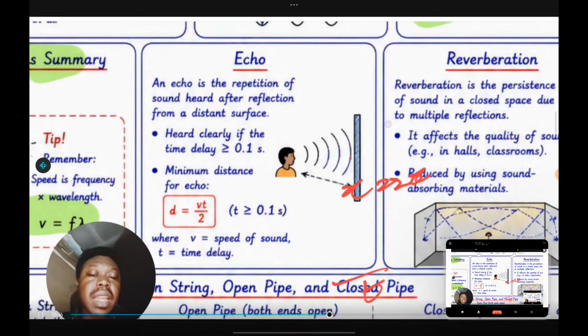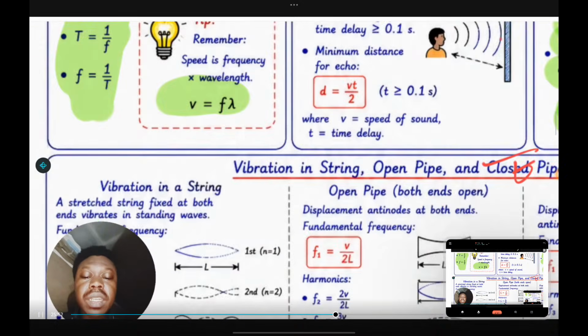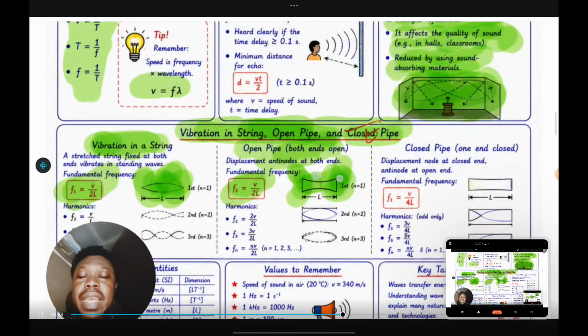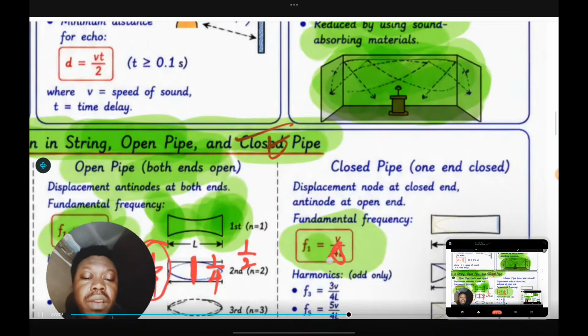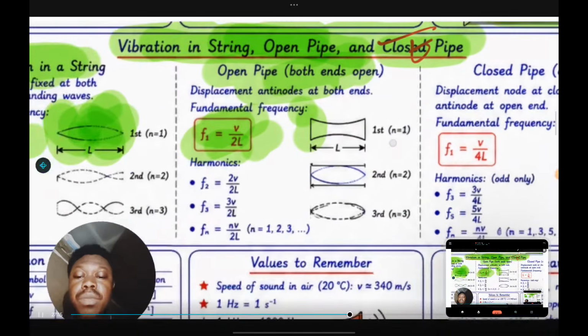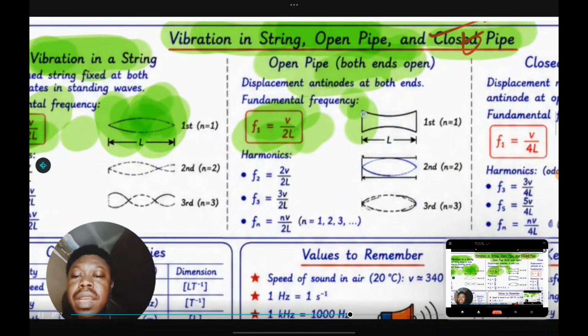Take note of that. And then we now have what we call resonance. The pipe is open at both ends. Hence, they are taking the same shape. This is between closed pipes, open pipes, and the rest.